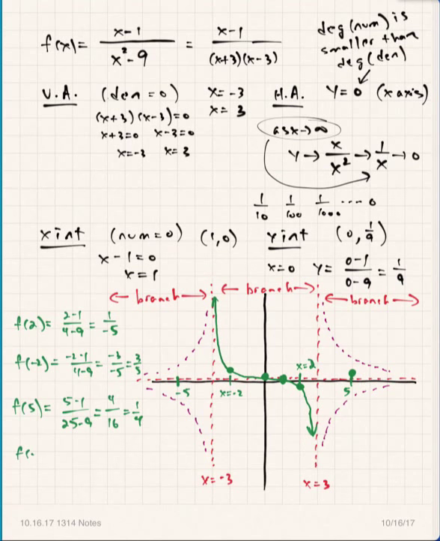And f of -5, you get -5 minus 1 over 25 minus 9, and you get -6 over 16, or -3/8. So -3/8 is right about down here. It's negative. That's the important thing. And so that gives you a pretty good idea that this branch is going to be sitting above the horizontal asymptote like that, and this branch is going to be sitting below like this.